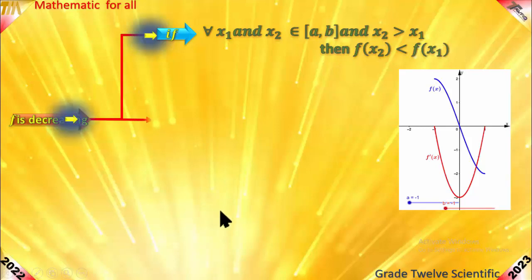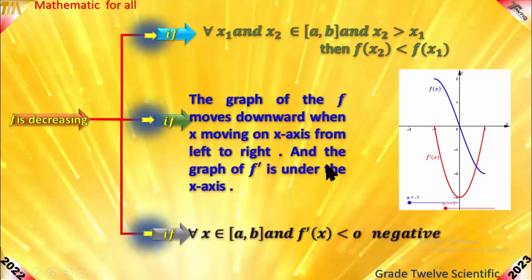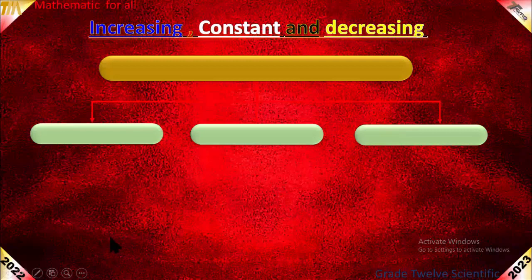In the graph you can see that the graph of the function is moving downward when we move from left to right, and the graph of f prime of x, the first derivative, is under the x-axis. That means it is negative for all x from A to B. As we know, you have increasing, constant and decreasing.